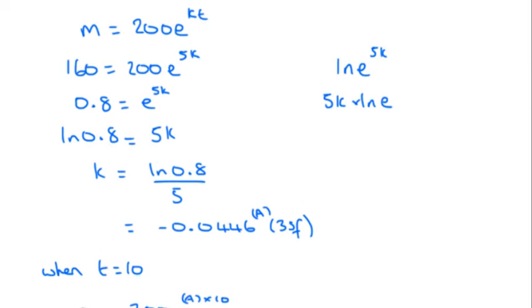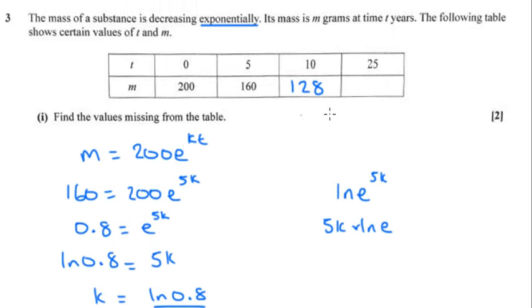Does it say exact values? It just says find the values. Because that's not a very long number, I'm going to write the whole thing down. If that didn't terminate quickly, I would have rounded it, but just to be safe, I've written the whole thing.